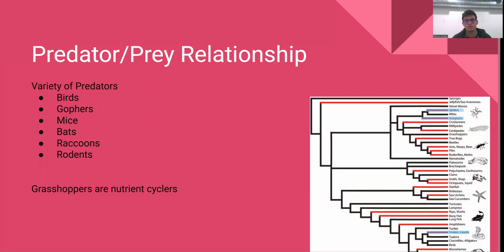Predator and prey relationship. There are a variety of predators that eat grasshoppers, which include birds, gophers, mice, bats, raccoons, and other rodents. Some species of fox also like to eat grasshoppers.